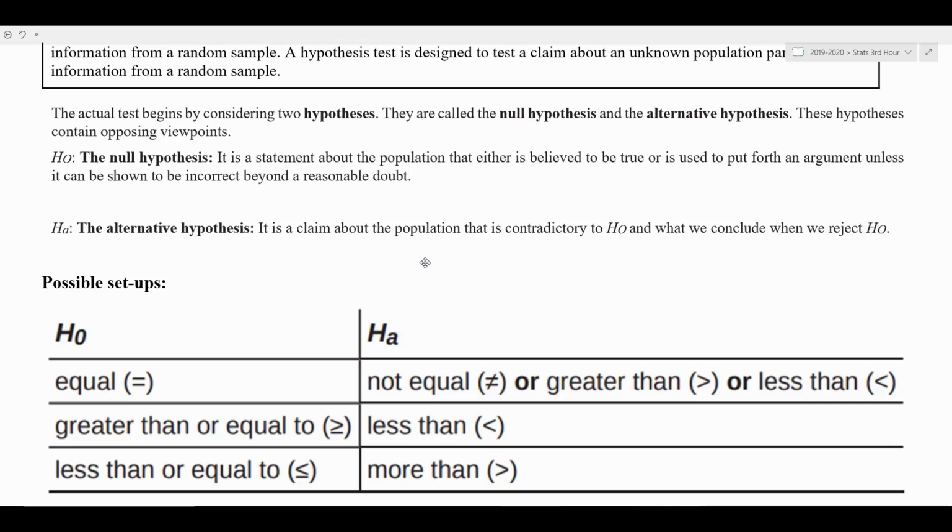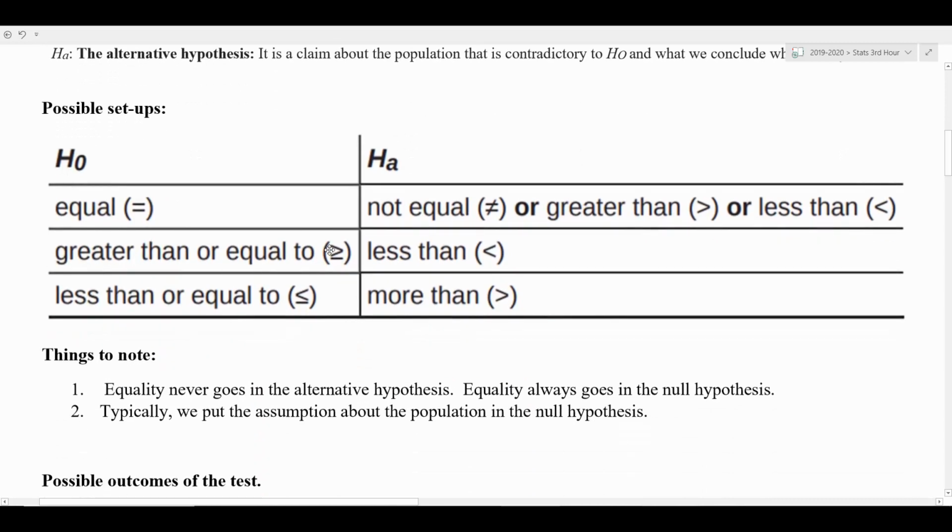And so the null hypothesis is an assumption about the population. The alternative is usually a contradictory statement to that null hypothesis. Okay, that's why we need two of them. We can't just go with one. Right. So the possible setups for something like this, right? We have this null and this alternate hypothesis. When we set up our null hypothesis, we usually put the assumption about the population in the null hypothesis. So that'll go over here. And we can set that up in three different ways. We can say that something is equal to something, we can say that it's greater than or equal to, or we can say that it's less than or equal to.